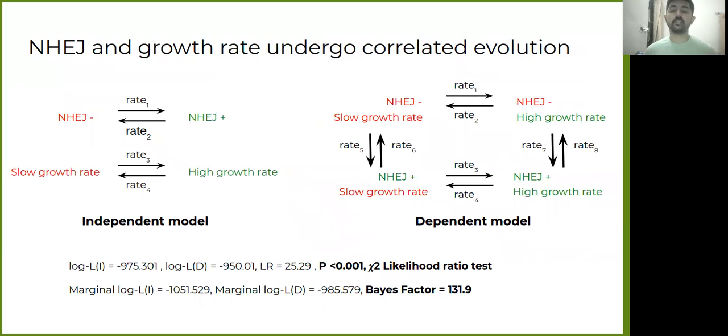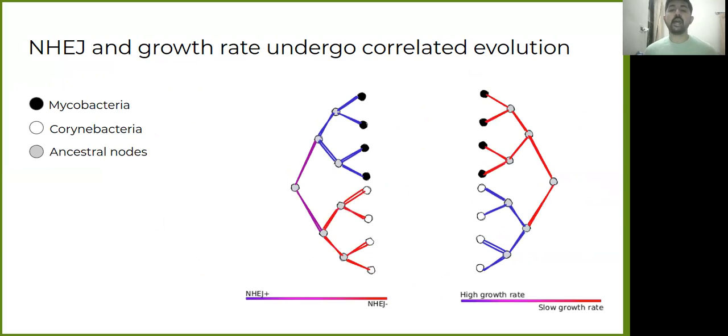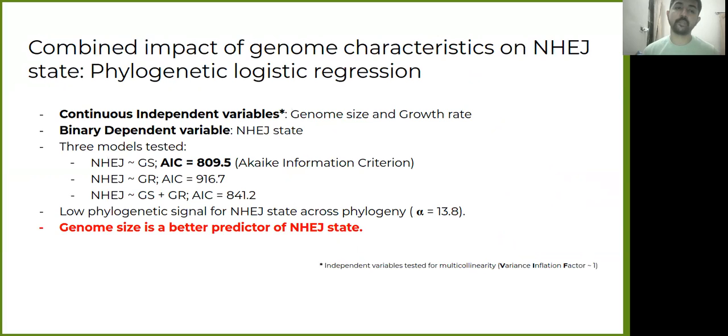We also got a signal for correlated evolution between growth rate and NHEJ. Again, giving the same example, when Corynebacteria lost NHEJ, which is shown in red on the figure on the left, there is also a corresponding increase in growth rate on the figure on the right, which is shown in blue, which again is suggestive of a very high correlated evolution signal in this part of the phylogeny.